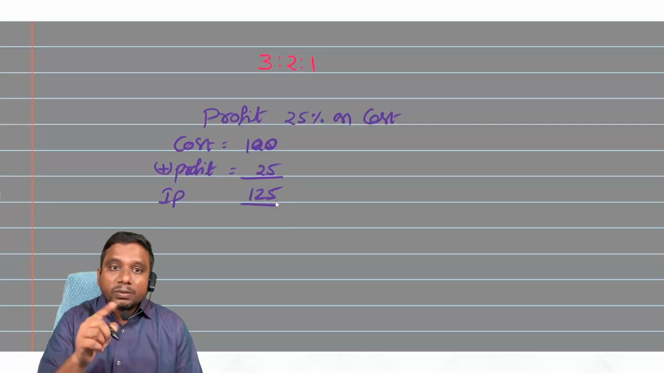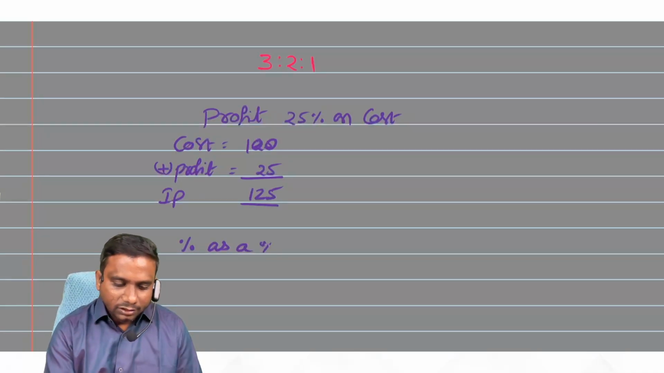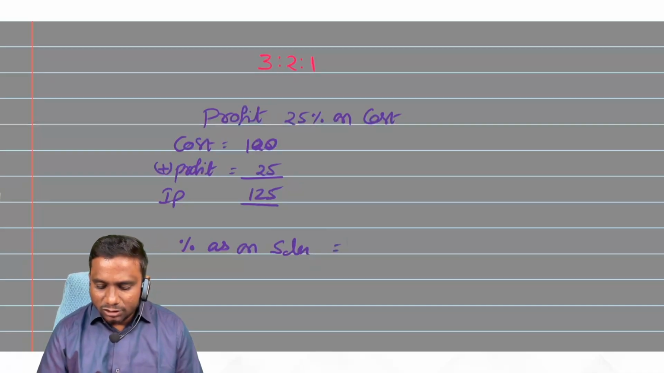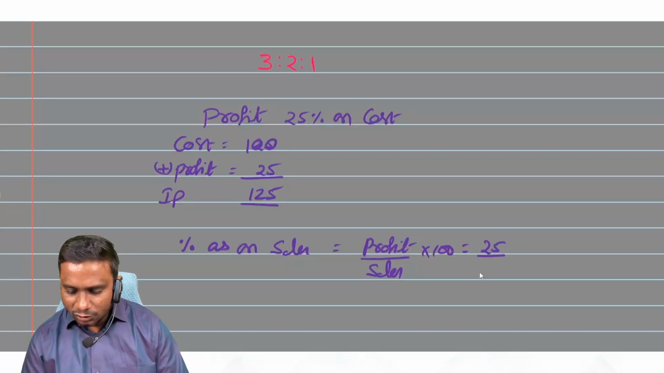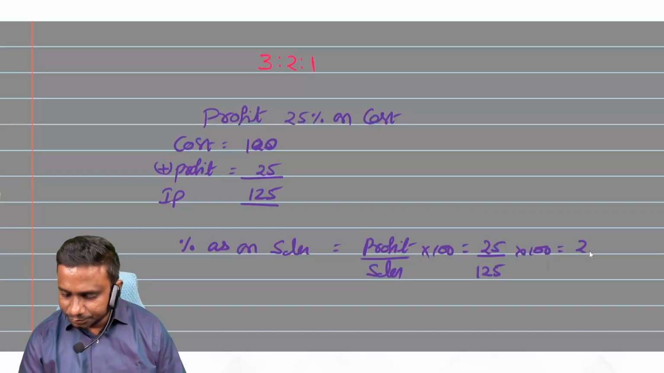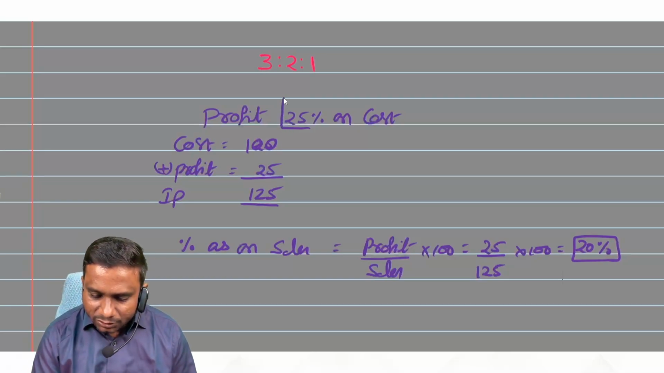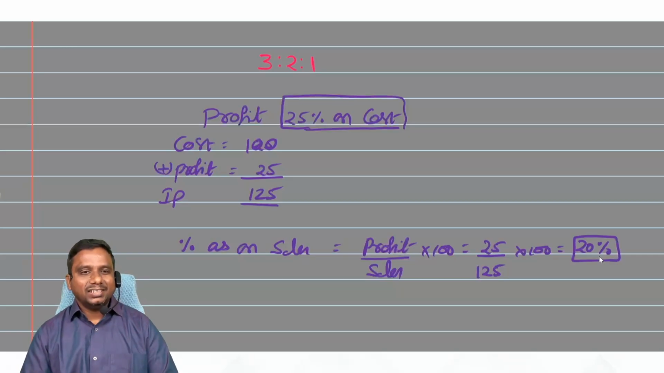Now, here profit is expressed as a percentage of cost. Now I am taking profit as a percentage on sales. Then what is the formula? Simple. Profit divided by sales into 100. Profit is 25, sale is 125, into 100. That comes to 25 by 125, 20%. Yes or no, students? So that is the reason why 25% on cost is equal to 20% on sales. Is it clear?